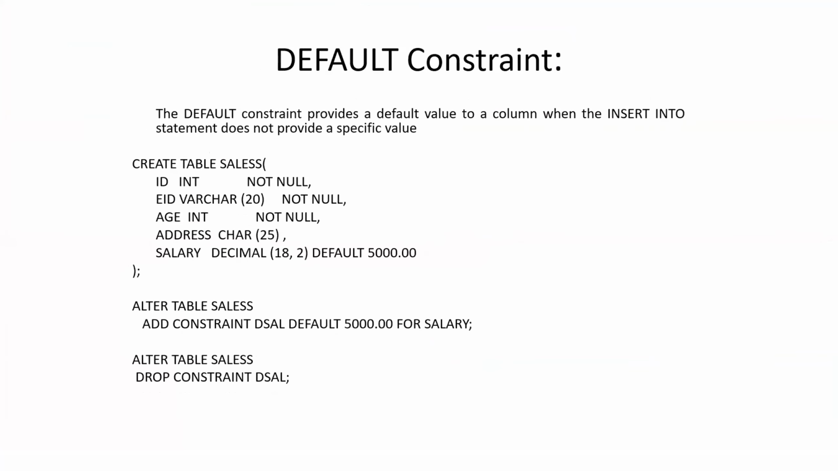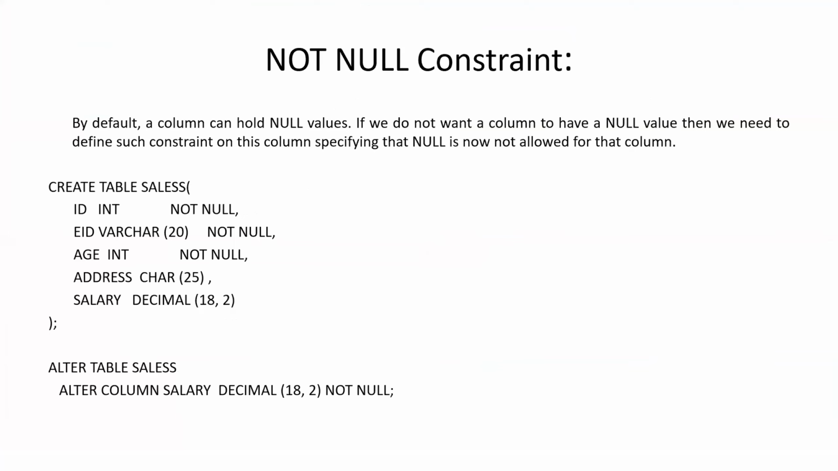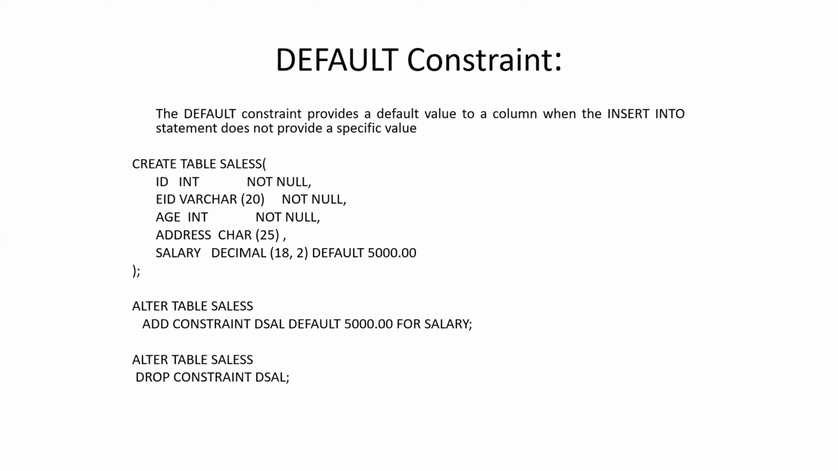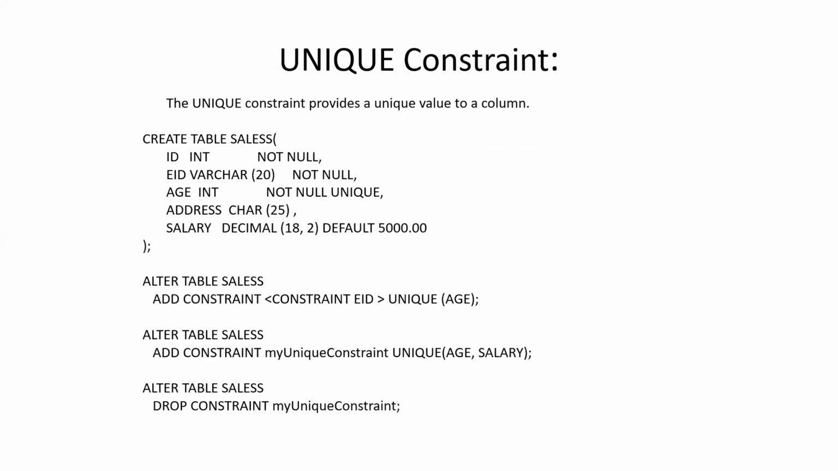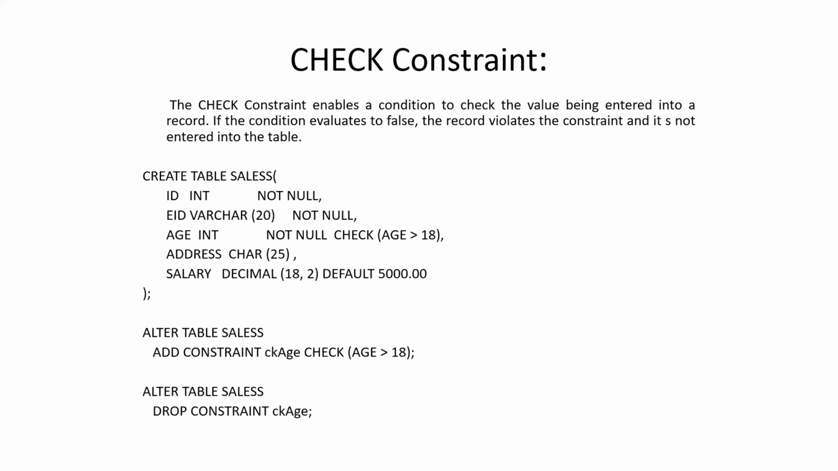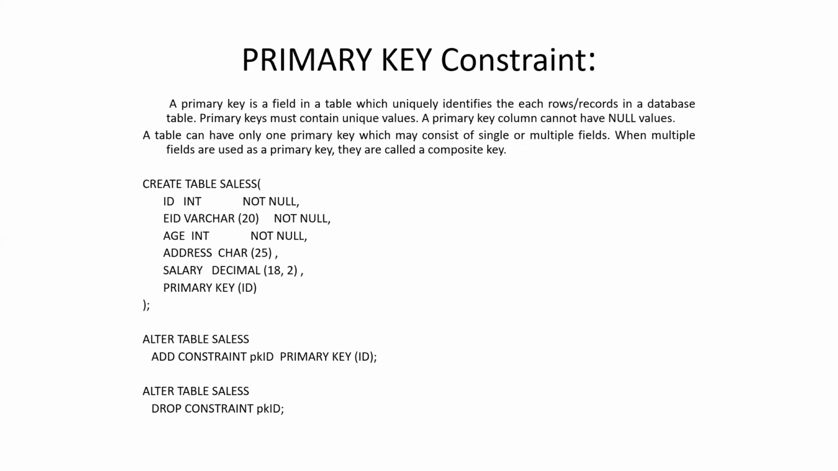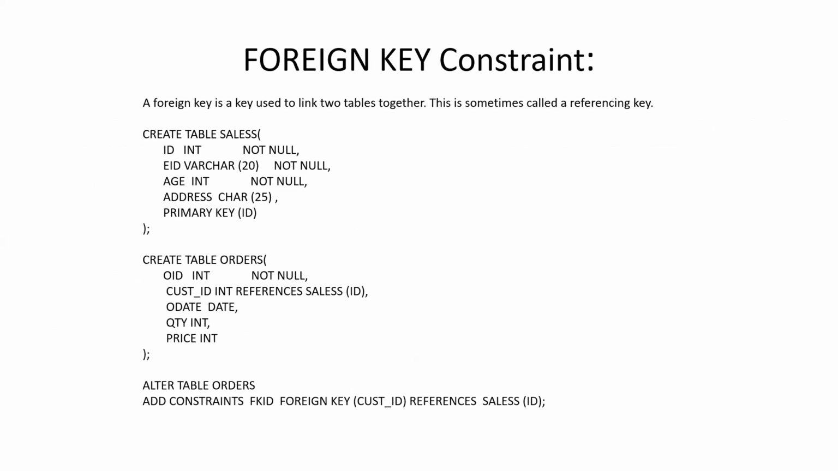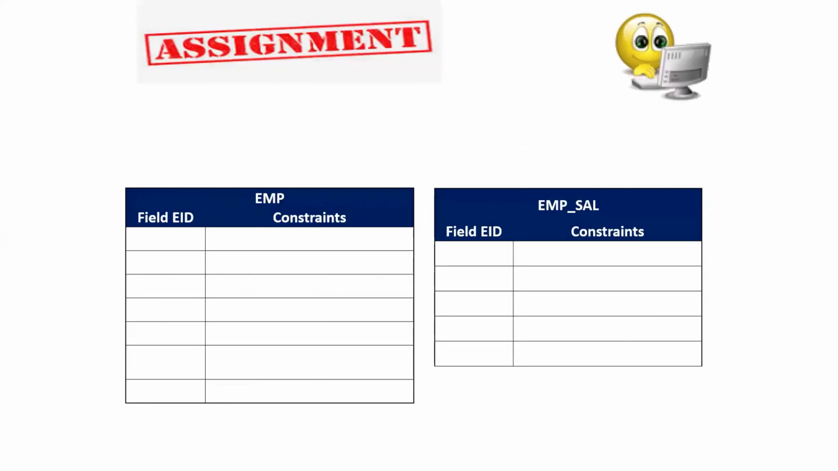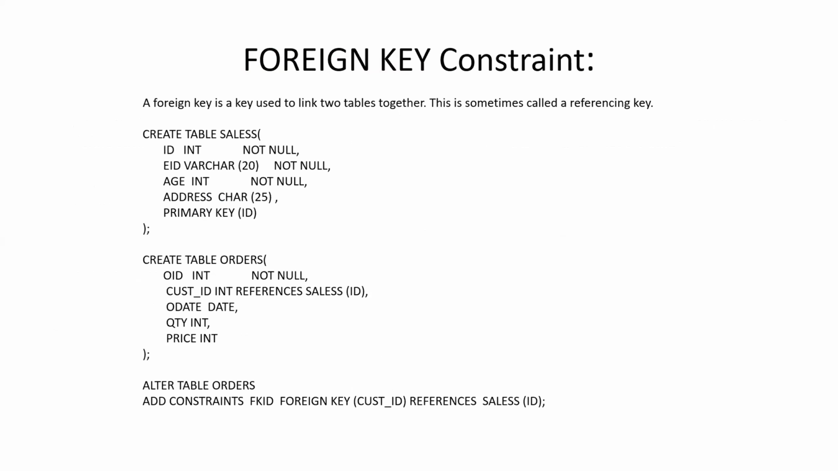Okay, so let me quickly review all the constraints and I will give you a single line statement for each of the constraints. Listen to this carefully. The first one, not null, makes an entry to a field mandatory. Then default provides the default value. Unique ensures uniqueness of a field. Check is used to implement a condition. Primary key ensures uniqueness of a field. Foreign key is used to relate the two tables. Is that clear? Any questions on this?